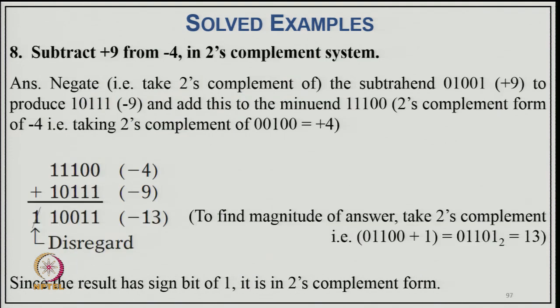Subtract plus 4 and minus 4 in second complement. So, take the second complement of the subtrahend, that is your 01001, plus 9, to produce the 10111. Then add this minus 4, taking the second complement of this. So, here we have a representation of minus 4 and this is a representation of minus 9, and then we add them, we discard the carry bit and this becomes minus 13. So, to find the answer, take the second complement and it becomes 13. The result has a sign bit 1, so it is in second complement form.